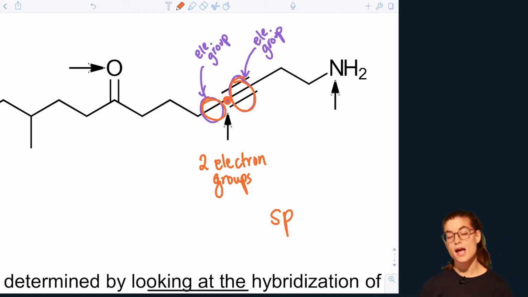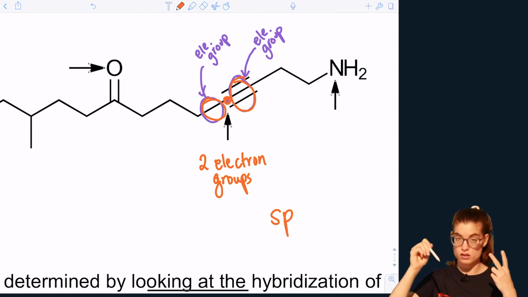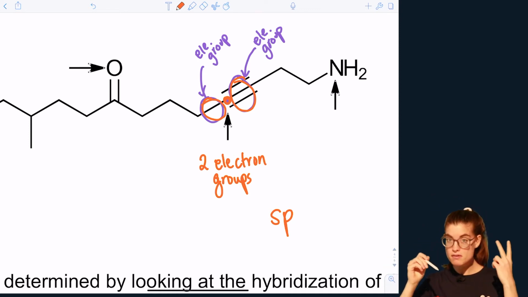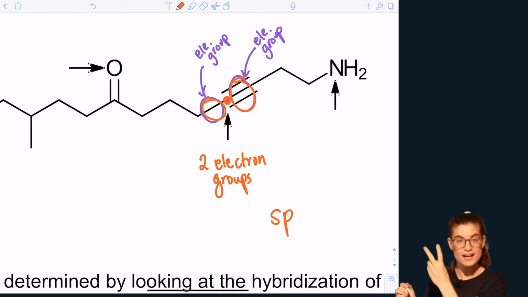sp. Because remember, how do we make sp orbitals? By hybridizing an s orbital and a p orbital. And remember, the number of orbitals you put into hybridization is going to be the same number of orbitals you get out. So if I put in 2, I get out 2. Since I have 2 electron groups here, that's what I want.